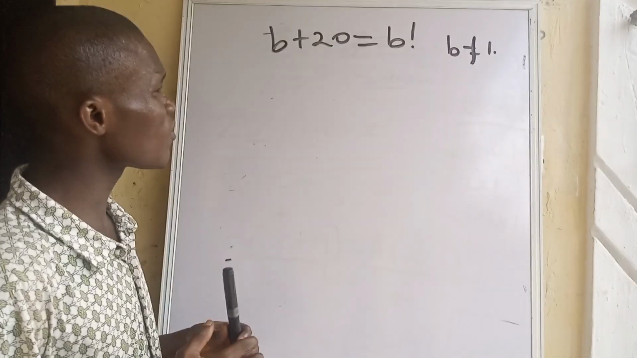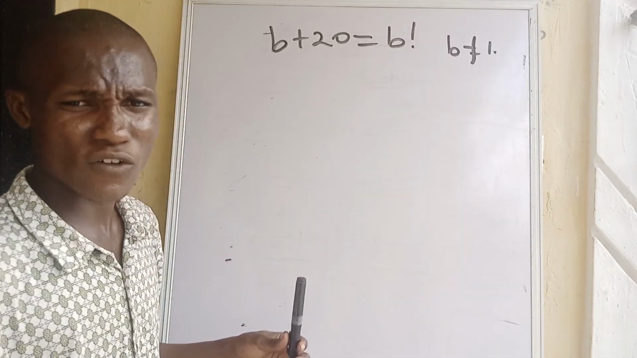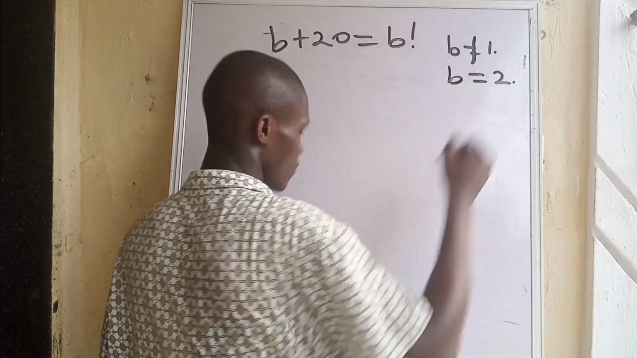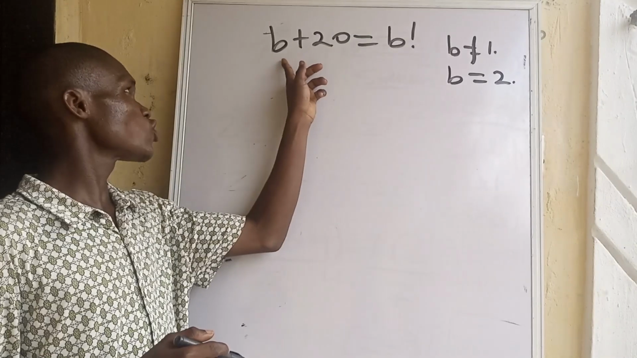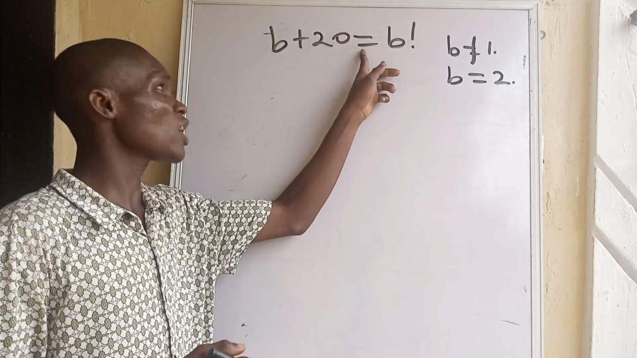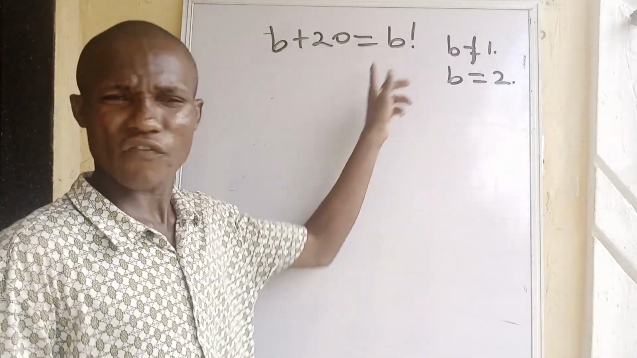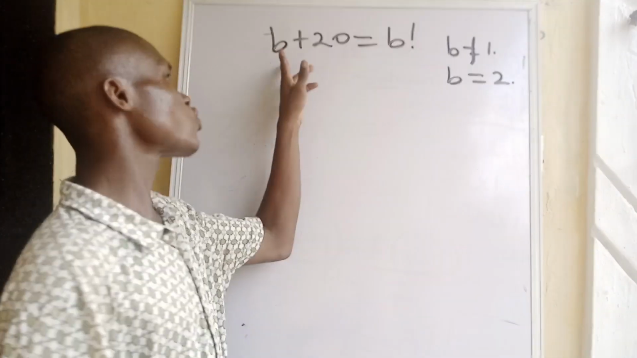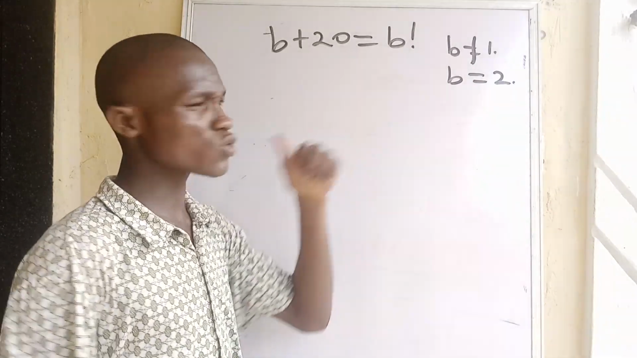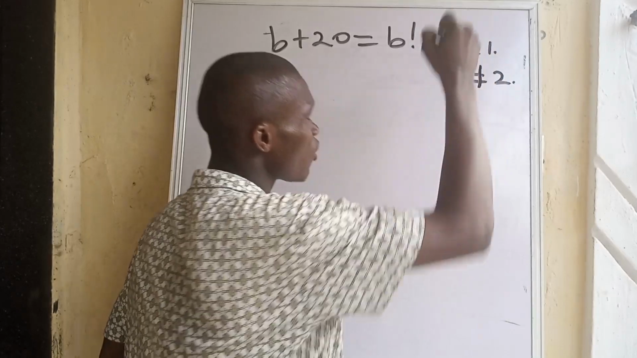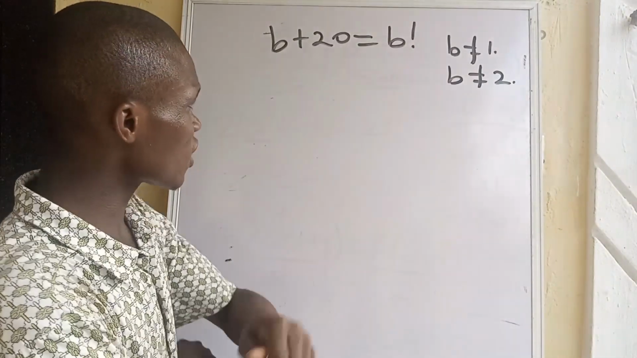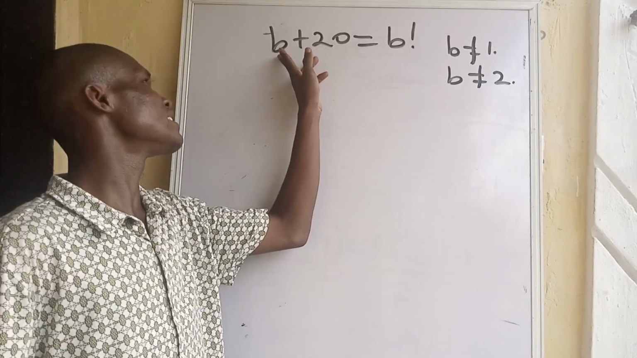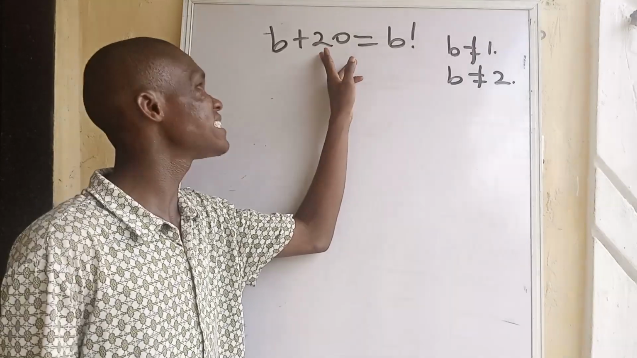Okay, let's think of another number since we have used 1. Let's think of 2. Let's assume b to be equals to 2. If we put 2 here, 2 plus 20 is going to give us 22, right? Equals to, let's take the factorial of 2. Factorial of 2 is going to give us 2 times 1, and 2 times 1 is going to give us 2. So 22 is not equals to 2. So b can't be equal to 2. So let's think of another number. Let's try 3. If we should put 3 here, 3 plus 20 is going to give us 23.